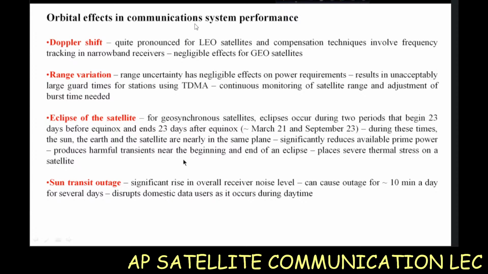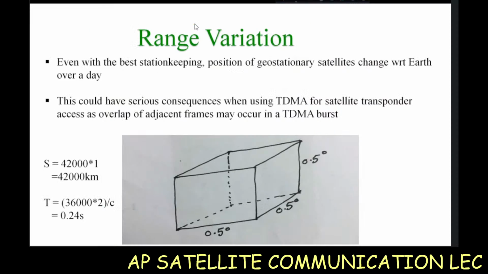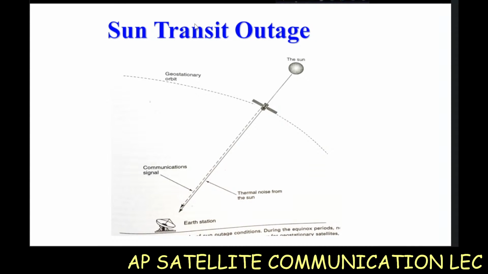And as I was mentioning, the sun transit outage causes a significant increase in the overall receiver noise level. And this can disrupt the domestic data users as it occurs during the daytime, but not the international data users, because nowadays the majority of the traffic from India to the Western world, USA, is during the Indian night time, when it is daytime over there. So the international users are not so much affected by this phenomenon, but the domestic users, like those in the Indian subcontinent or in the Asian sector, where we have nearly close time zones, feel the effect of the sun transit outage more.